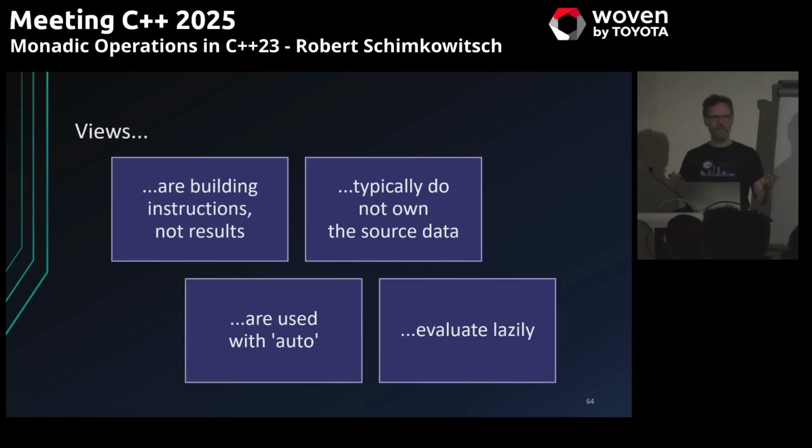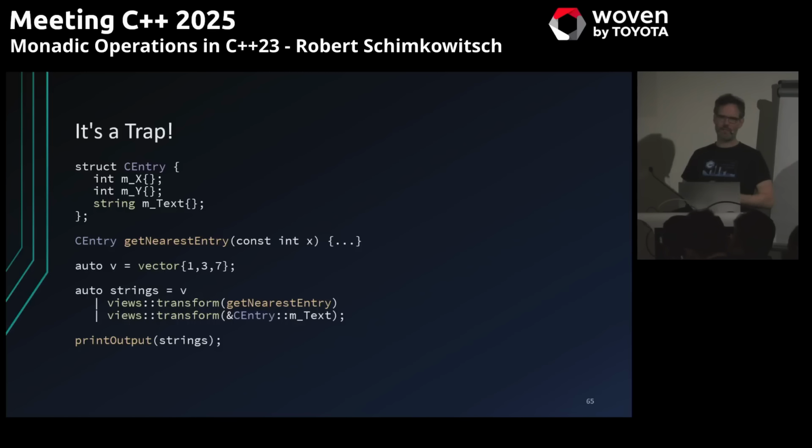So to summarize, views are more like a recipe than the actual data. So they typically do not own the data, or at least assume they don't. So be careful about lifetimes, use auto, and they evaluate lazily. And there are traps. I mean, of course, we are talking about C++ here. So depending on compiler, build settings, and so on, this will crash, output garbage, or maybe even work. Let's walk through it quickly.